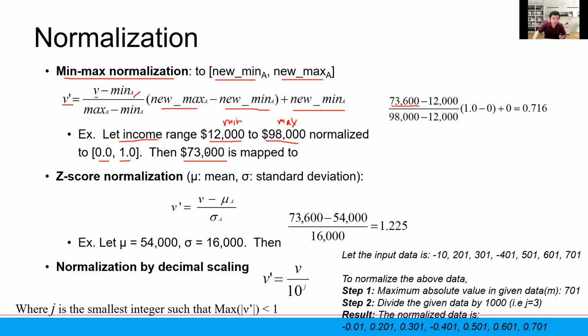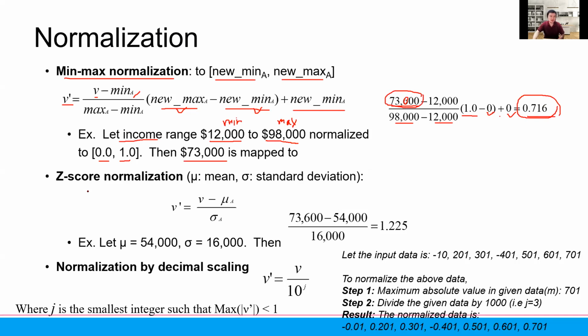Then I can just put the formula here. Oh, sorry, I think this one should be 0. So 73,600 minus 12,000, divided by 98,000 minus 12,000, the maximum minus the minimum, then multiplied by the new maximum minus the new minimum, and plus the new minimum, which is 0, and we get this value. This is the new value to indicate this income.